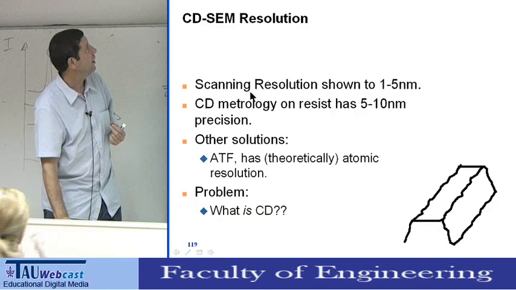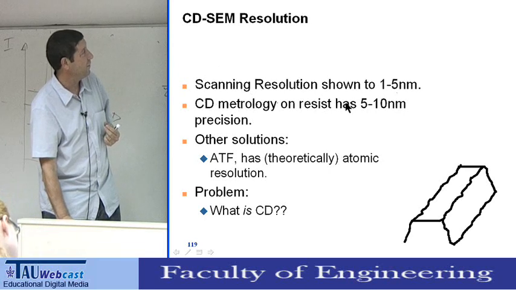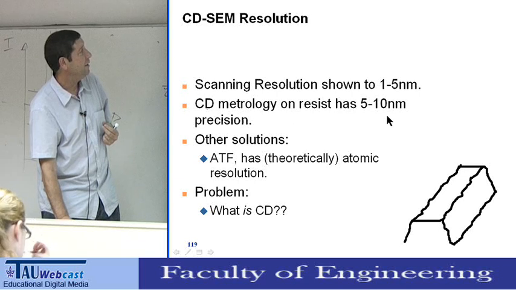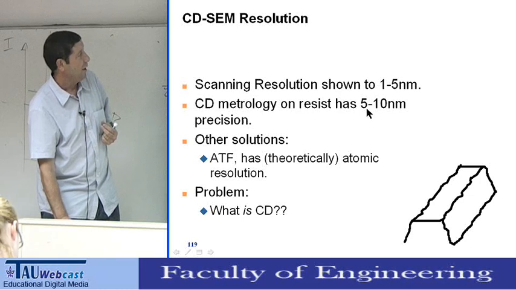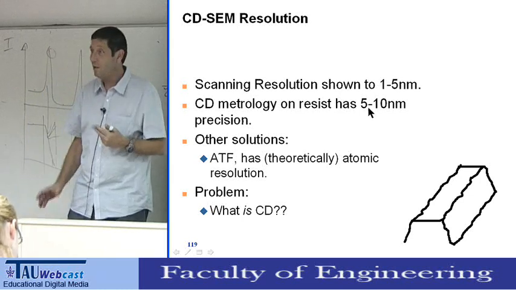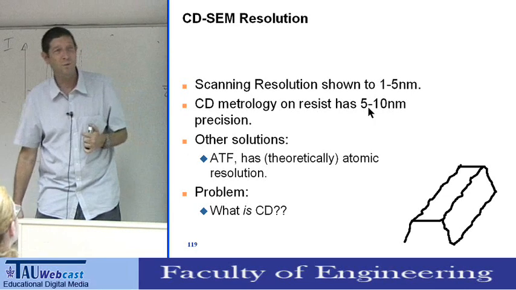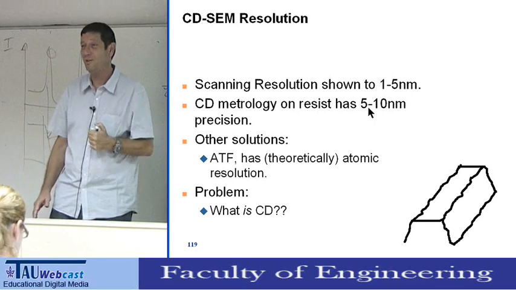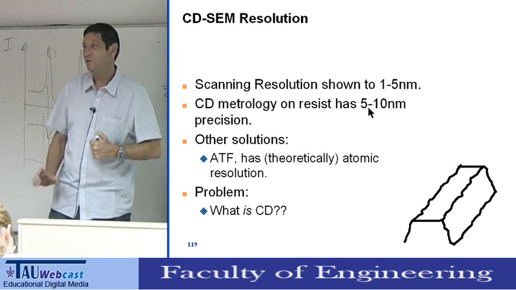So this is CDSM resolution. Typical numbers for CDSM are 1 to 5 nanometers. CD metrology on resist is 5 to 10 nanometer precision. Now, this sounds like very impressive values, 5 to 10 nanometers. Wow. However, if you work with a 32 nanometer technology, 5 nanometer error is not so good.